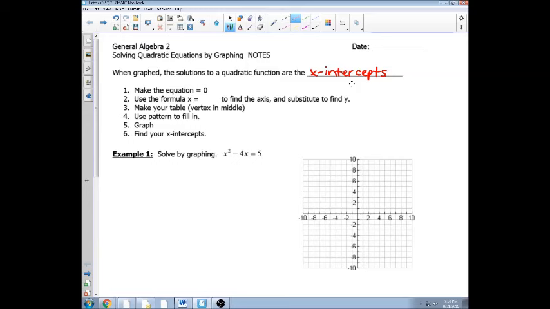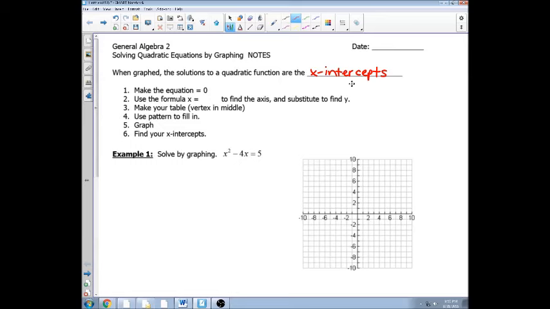As you'll notice, all of these problems are in standard form. So if you remember standard form from our last couple of units, then you will understand what we are doing. The first step is to make the equation equal to 0. If you look at example 1 right now, I have x squared minus 4x equals 5. I want to make that x squared minus 4x minus 5 equal 0.